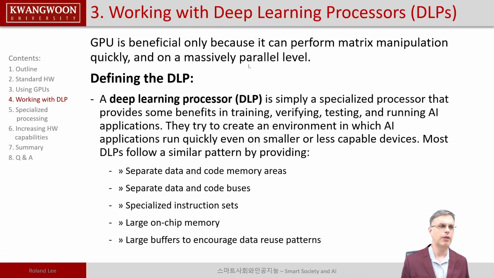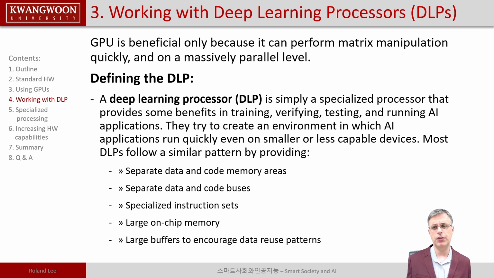So a GPU is beneficial only because it can perform matrix multiplication quickly and on a massive parallel level. Researchers constantly struggle to discover better ways to train, verify, and test the models used to create AI applications.